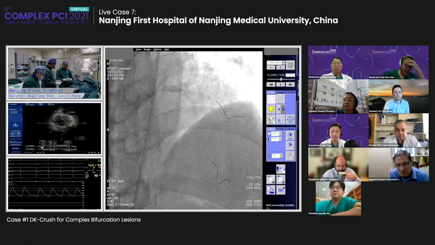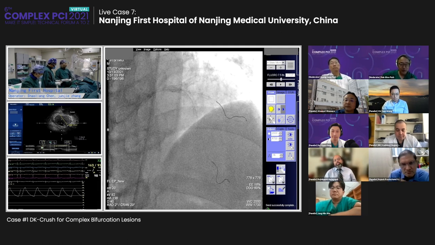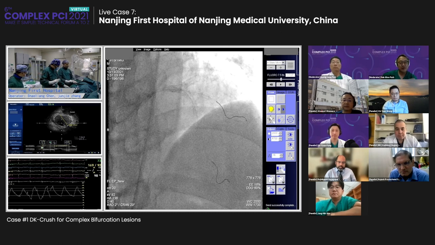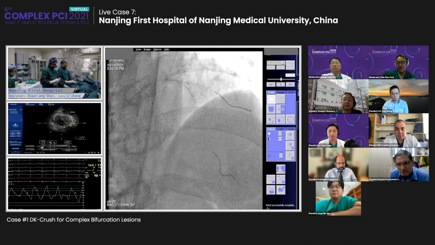Into the diagonal. Sometimes after main branch stenting, recrossing the balloon is difficult. At that time, do you frequently use a small balloon, 1.5 or 2.0, for side branch reopening? Actually, if the rewiring position is correct, I will directly use the target balloon size. Great, great.